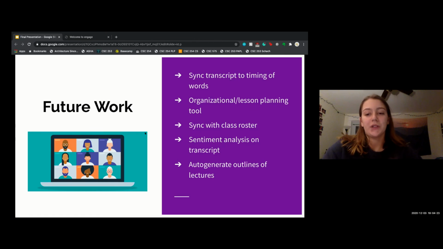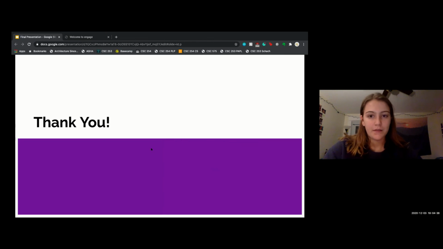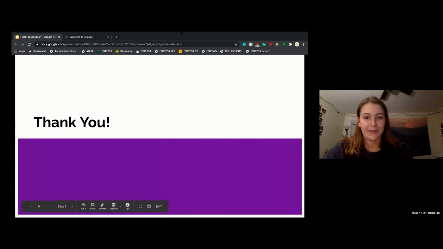And then also do more natural language processing on the sentiments, and maybe auto-generate outlines of lectures or practice problems. In that way it would help the teacher and also the students. Yeah, that's all I have.